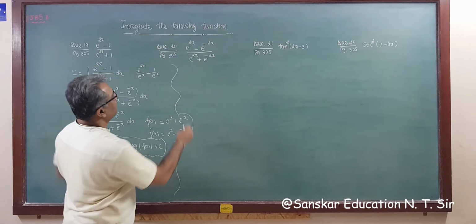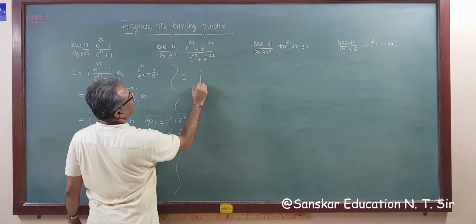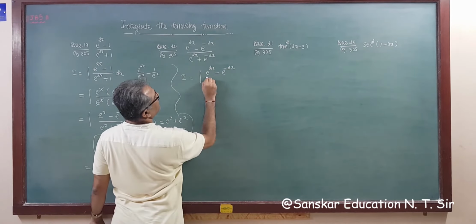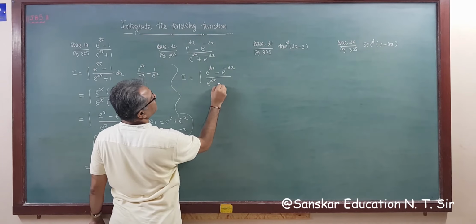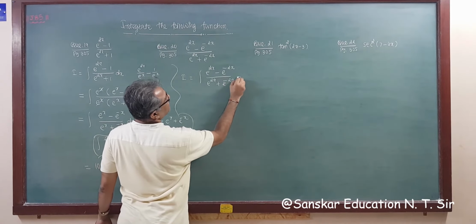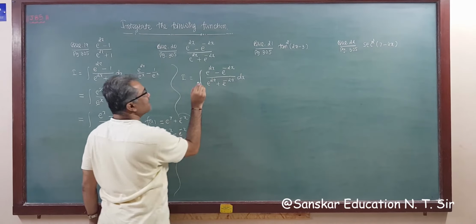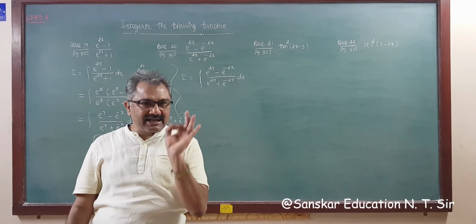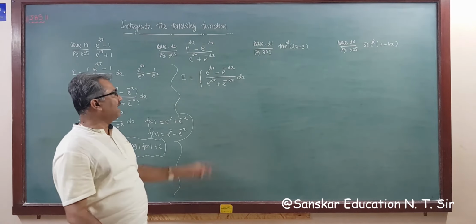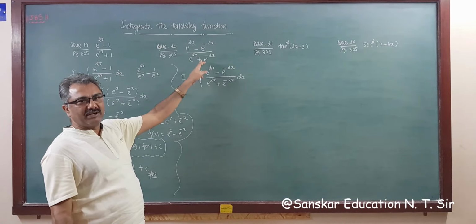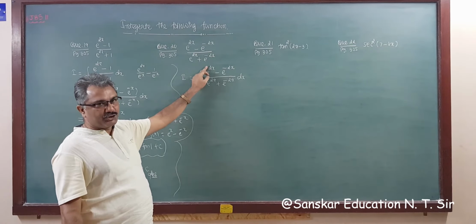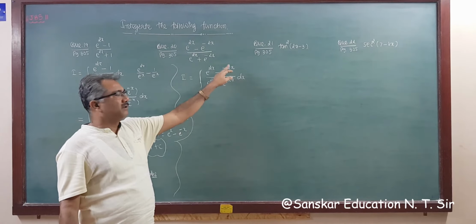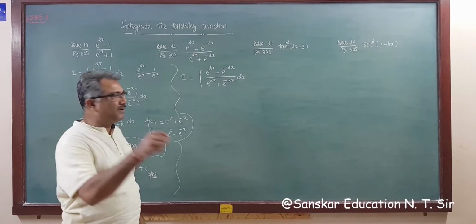Now similarly here, this is given: I is equal to integration of e raised to twice x minus e raised to minus twice x, whole upon e raised to twice x plus e raised to minus twice x, dx. As I told you, when you are not able to apply any standard formula, first check if the derivative of the denominator is in the numerator. The derivative of e raised to twice x is e raised to twice x, multiplied by 2, but there is no 2. So divide and multiply by 2.